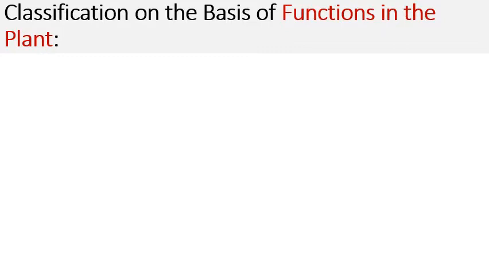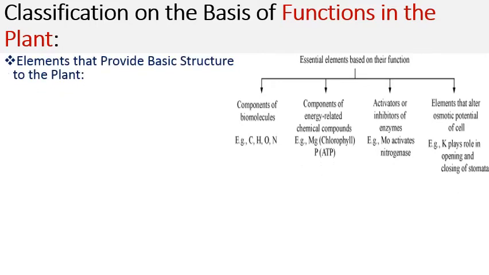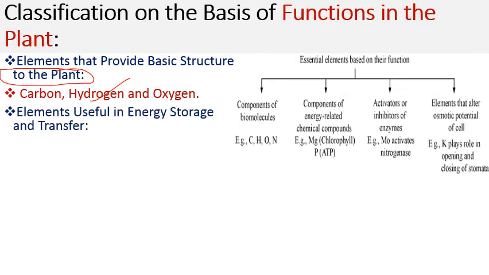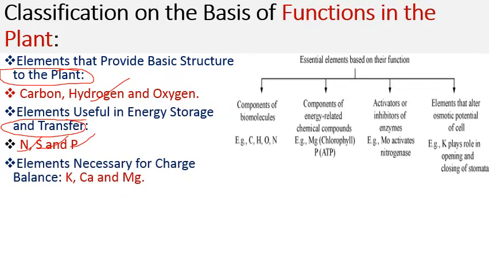The next criteria for classification is on the basis of functions in the plants. So what are the various functions which are carried out by these nutrient elements in the plants? Firstly, the elements which provide basic structure to the plants, like carbon, hydrogen, and oxygen. Next, elements useful in energy storage and transfer. It includes nitrogen, sulfur, phosphorus. Next, elements necessary for charge balance, like potassium, calcium, and magnesium.